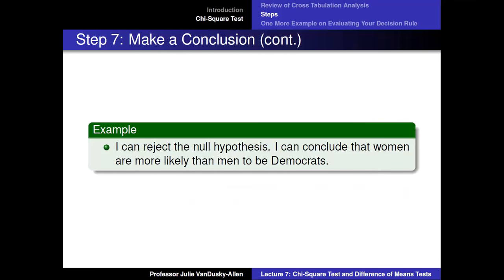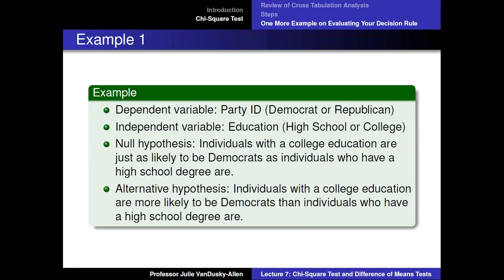So, based on the results of the chi-square test, I can make the following conclusion. I can reject the null hypothesis. I can conclude that women are more likely than men to be Democrats. In the next few slides, I will give you more examples of how to perform a chi-square test.